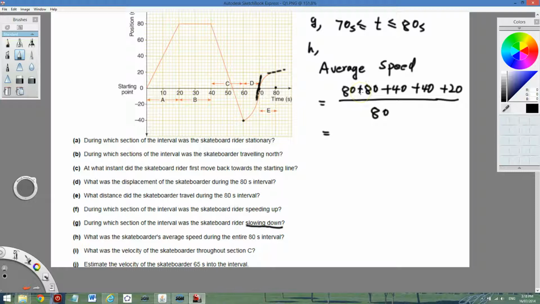So if you do it, it will be 260 divided by 80. So it's going to be 3.25 meters per second. We have meters on the top, we have seconds there. That's the average speed.